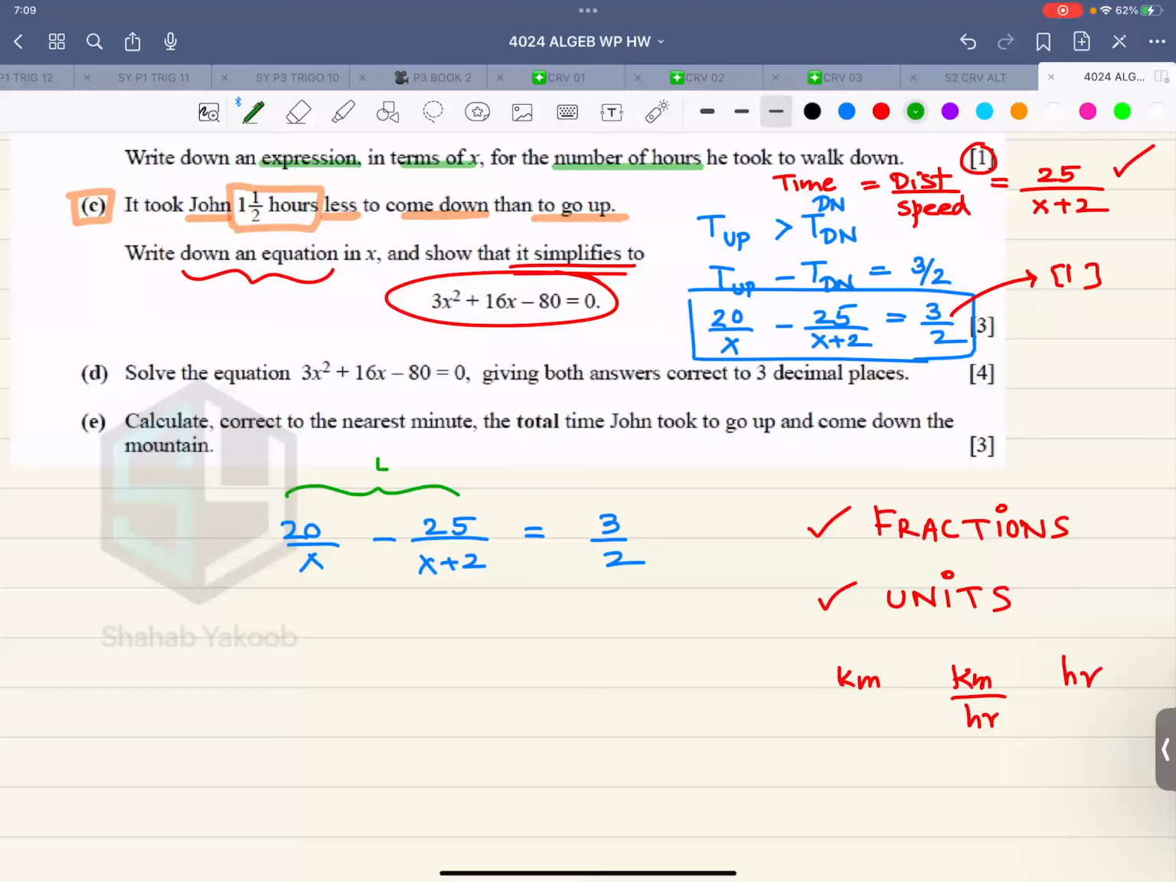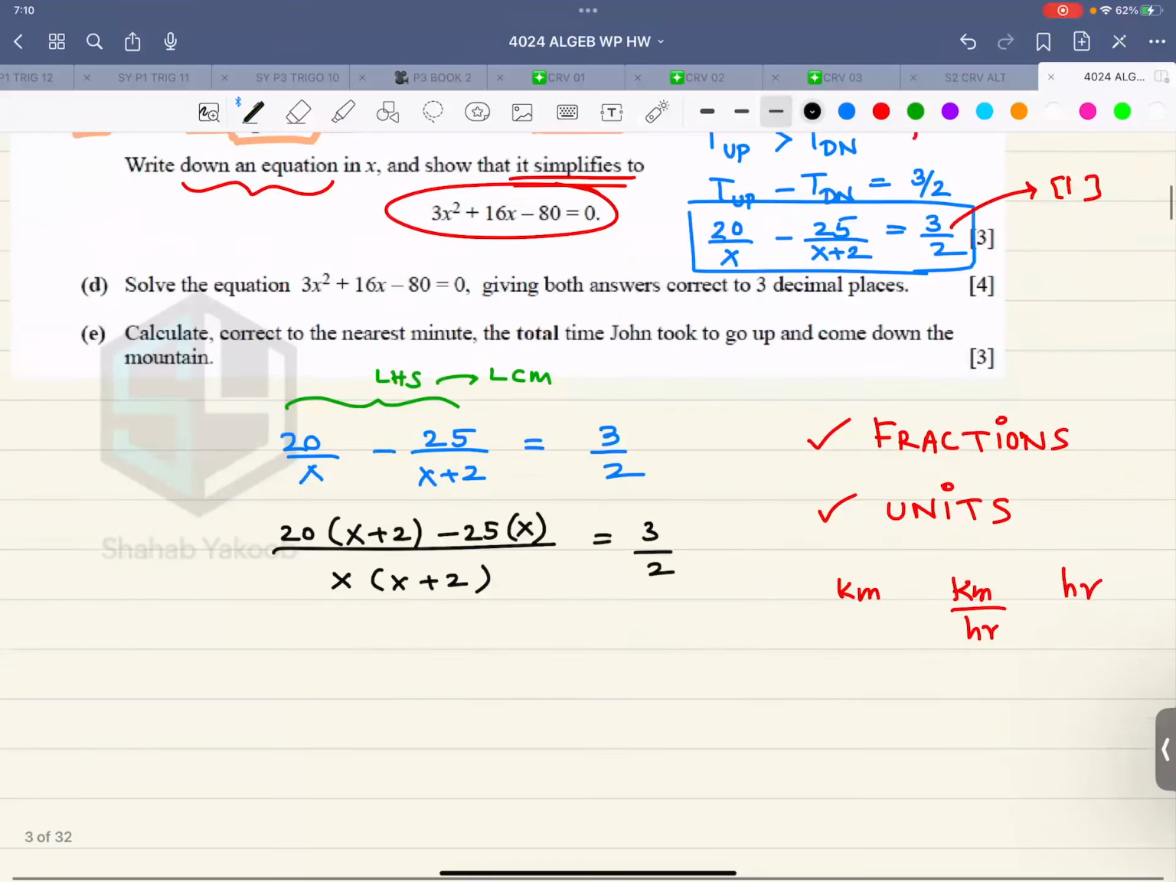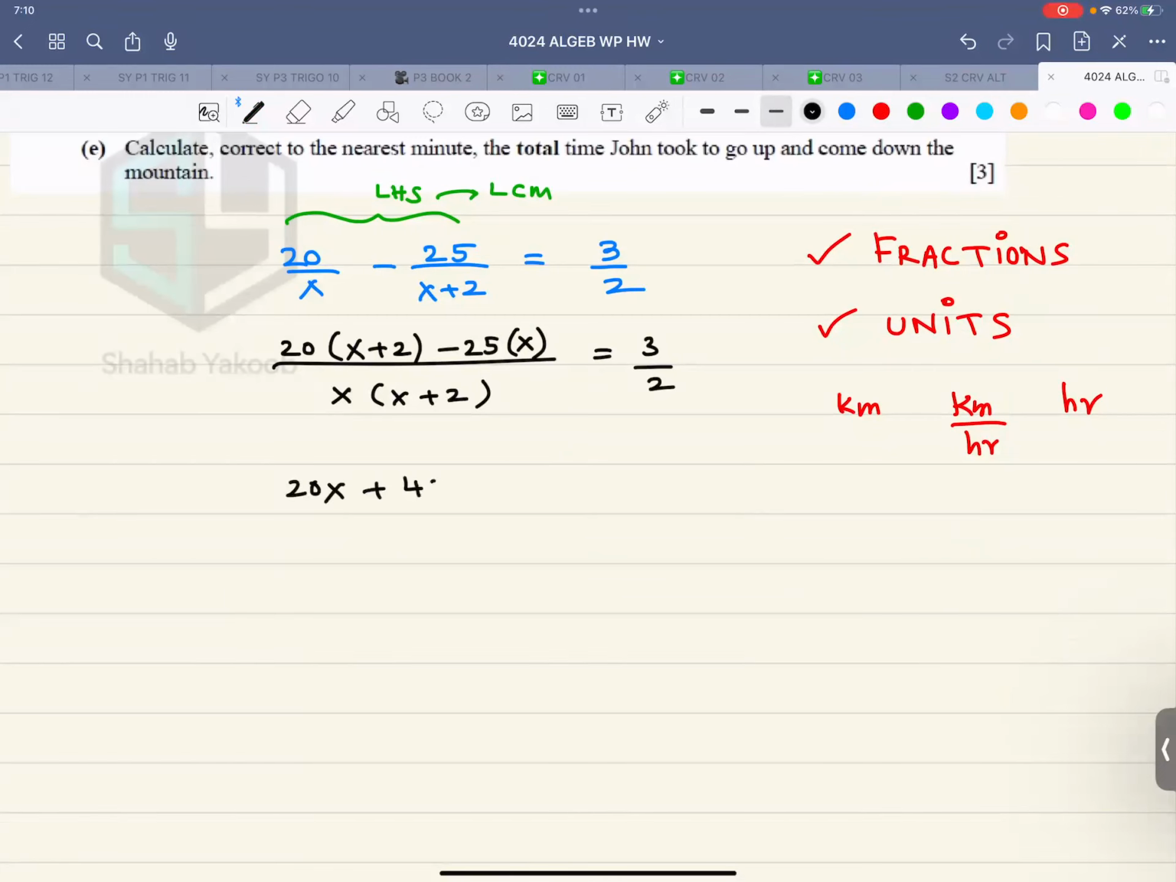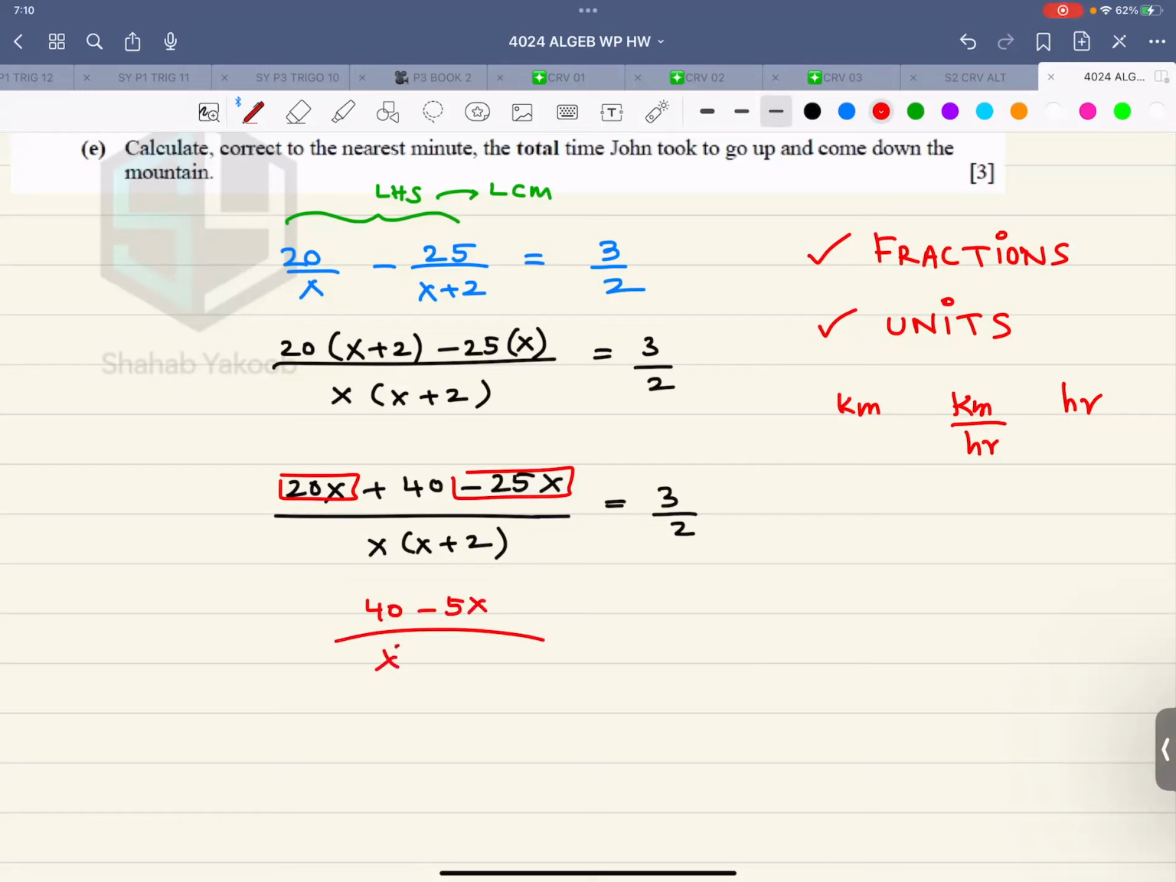On the left-hand side, we should take the LCM. So this is X bracket X plus 2. This 20 multiplies with X, negative sign as it is, 25 multiplies, my bad. Let me do the correction. This is 20 multiplying with X plus 2 minus 25 multiplying with X. This is 3 over 2. So now first simplify, that is 20X plus 40 minus 25X divided by X bracket X plus 2 is 3 over 2. So when we simplify, this is 20X, this is negative 25X, that is 40 minus 5X, and this is X squared plus 2X, and this equals 3 over 2.